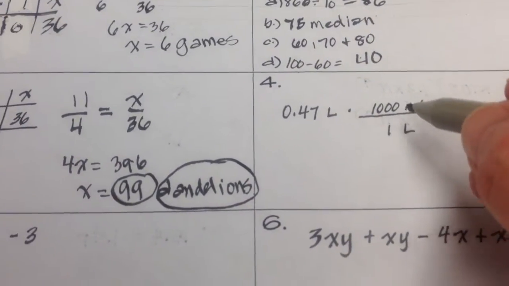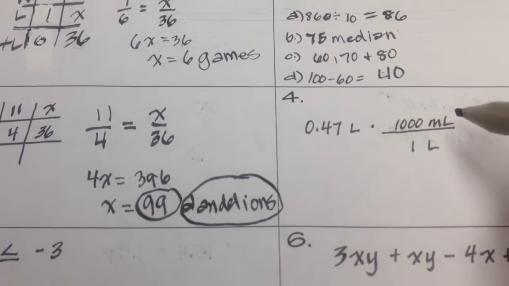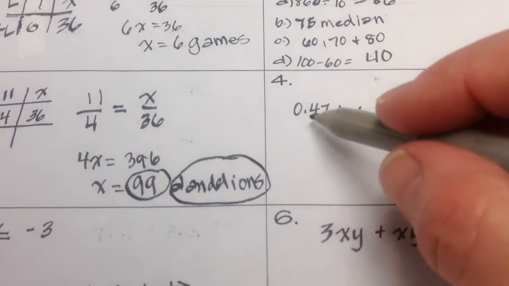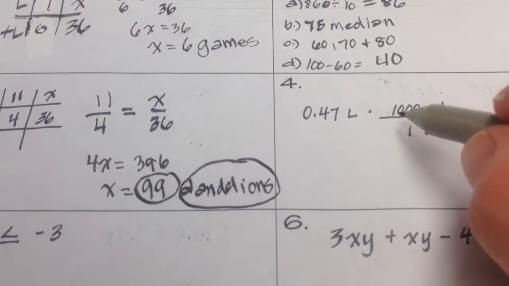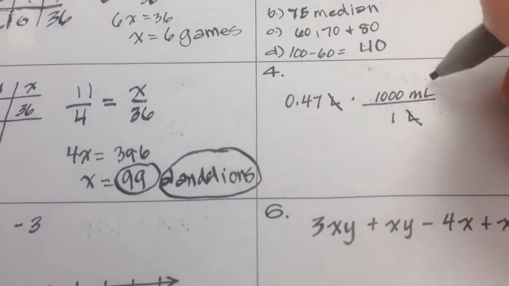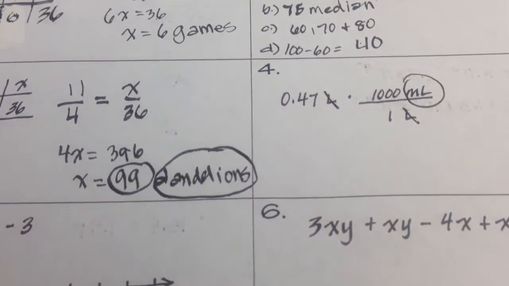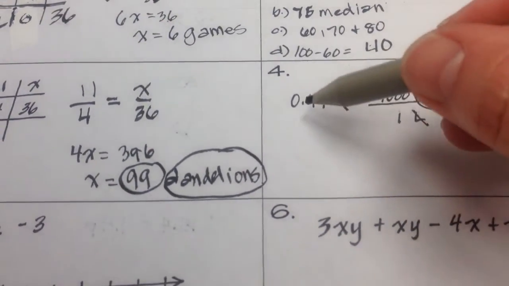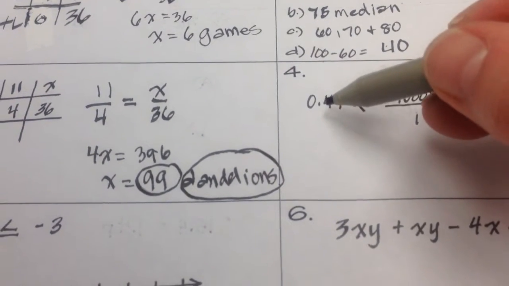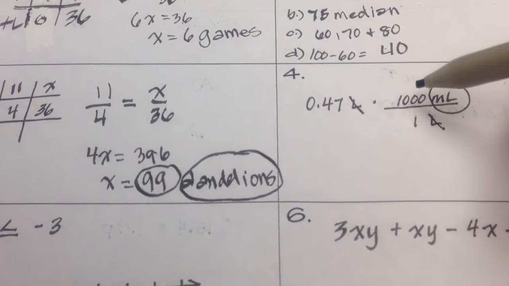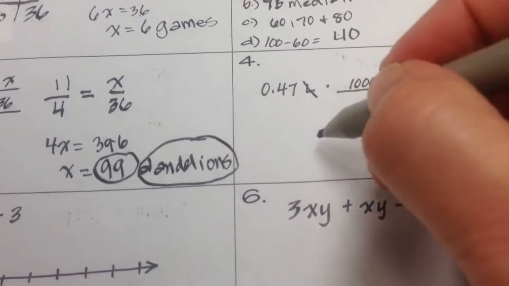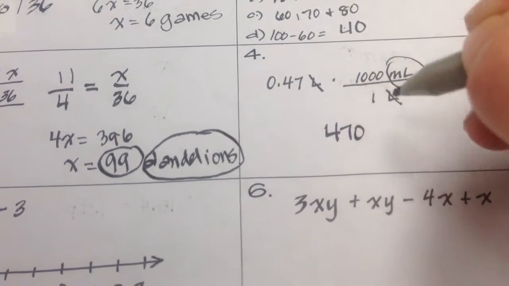All right, number 4. They even give you the liter equals 1,000 milliliters. So all you have to do is set it up. 0.47 liters times 1,000 milliliters over a liter. That means we can get rid of that label. We're going to be left with milliliters. And if you take 0.47 and you multiply times 1,000, you're going to move your decimal over 1, 2, 3 places to the right. So your answer is 470 what?